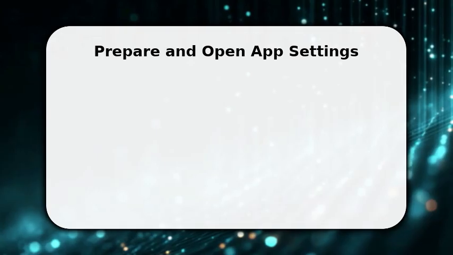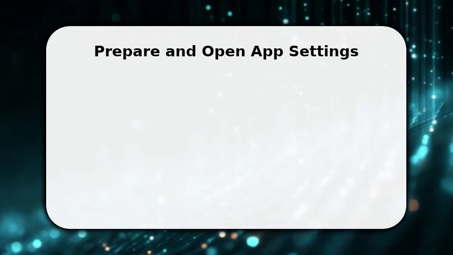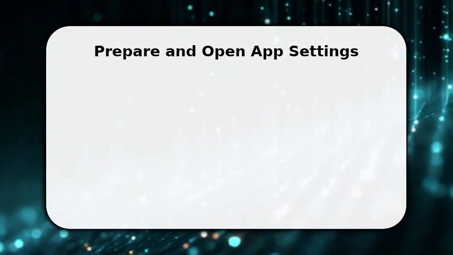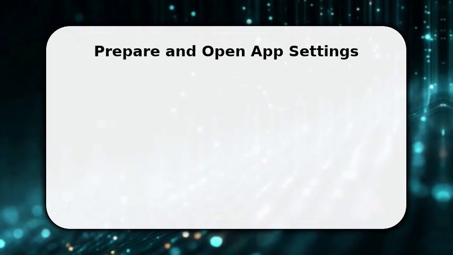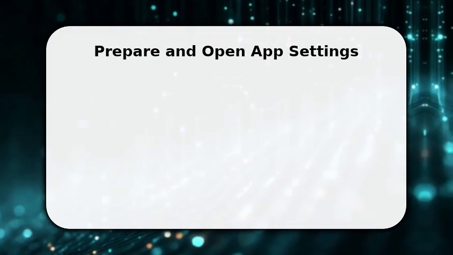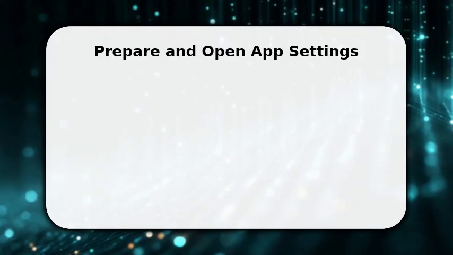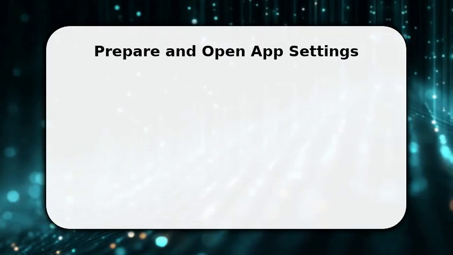You begin by preparing the device and opening the exact app or system component to rollback. Charge to above 50% and keep Wi-Fi on. You want stable power and network. Once done, open Settings and go to Apps.